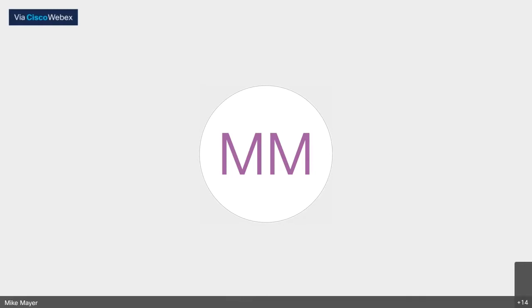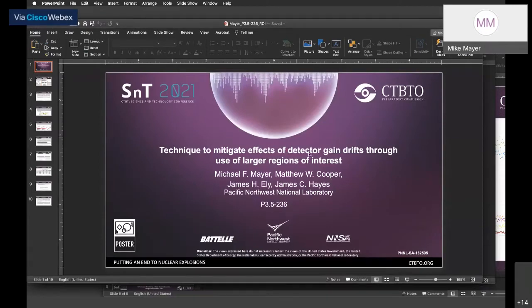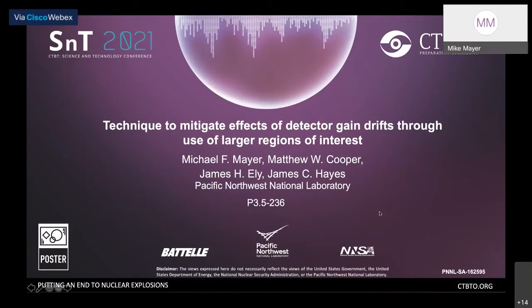All right, so I have 3 posters, so I'm going to do them all at once. So this first poster was on a technique to mitigate the effects of gain detector drifts through the use of larger regions of interest.